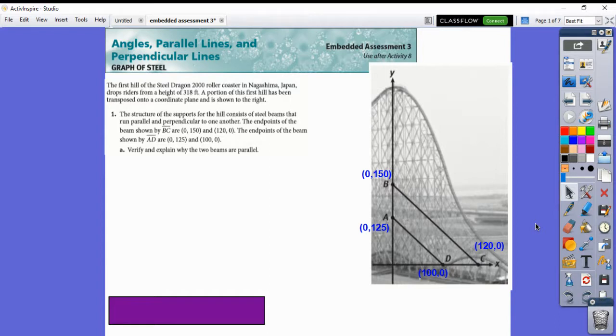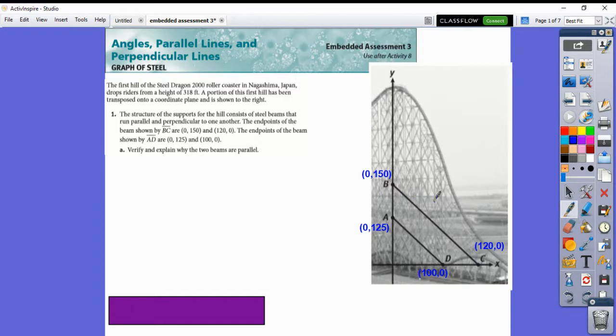Number 1 says the structure of the supports for the hill consists of steel beams that run parallel and perpendicular to each other. The endpoints of the beam shown by segment BC are (0, 150) and (120, 0), and the endpoints of the beam shown by segment AD are (0, 125) and (100, 0). Part A says verify and explain why the two beams are parallel.